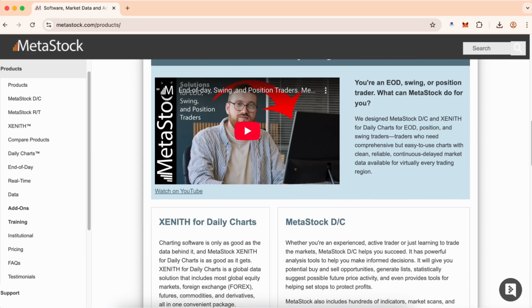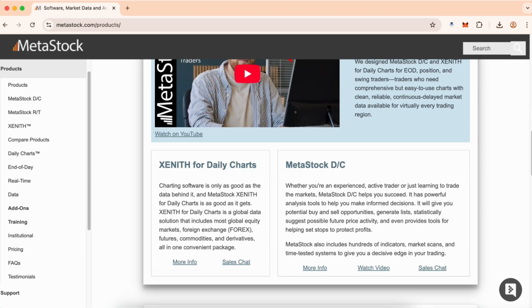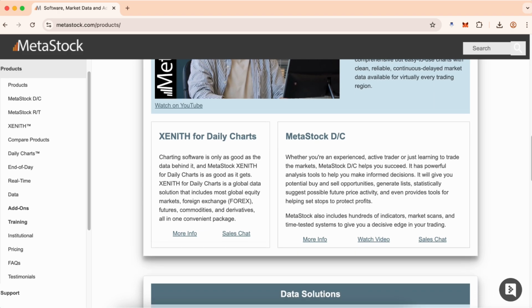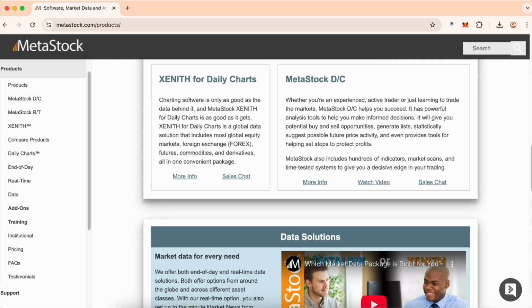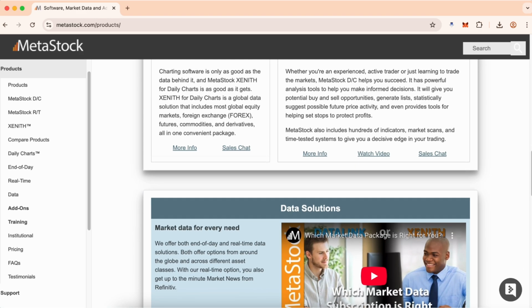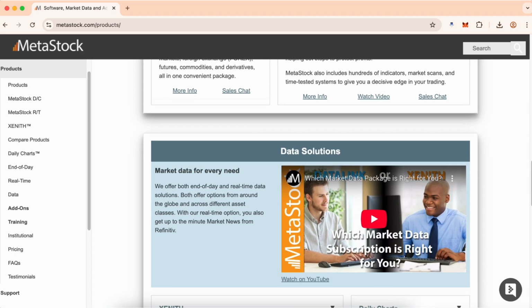Now, for the cons. The biggest drawback is obviously the price. For many traders, especially those starting out, the cost is simply too high. The learning curve is steep, and you'll need to invest significant time to master the platform. The interface, while functional, feels dated compared to modern web based platforms.